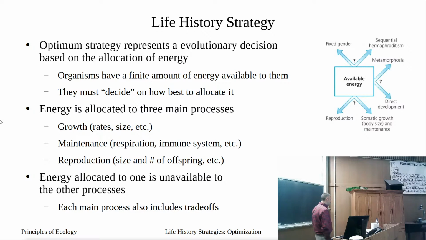So the life history strategy that we see might represent an optimized strategy. It doesn't have to. Go back to our early evolution where we talked about trying to produce the best adaptation. This is the same concept. We have a best strategy that's out there, but we might not be there. So our optimum strategy, or where we're going to try to get to that optimum strategy, represents an evolutionary decision made by the organism based on the allocation of energy.